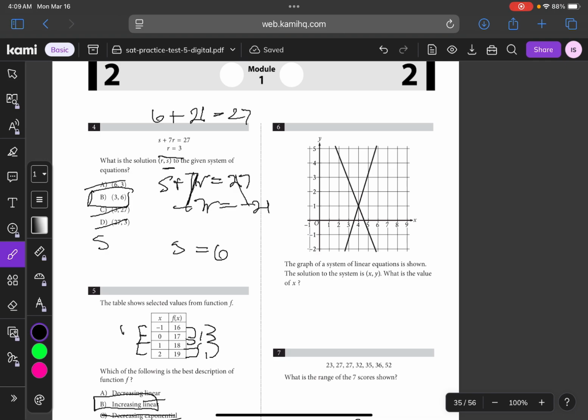Starting off with question number 6. The graph is a system of linear equations shown below. The solution is x, y. What is the value of x? So again, we know that the solution should be where these meet, and that is at point 4 and 1. So our answer happens at coordinates 4 and 1, but we are specifically asked for the x, and we know that the x is the first number, so the answer is 4.